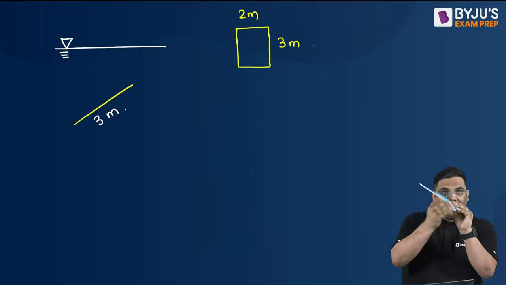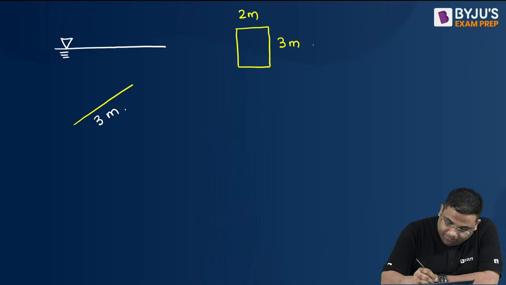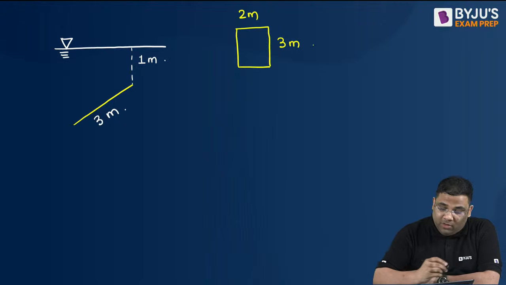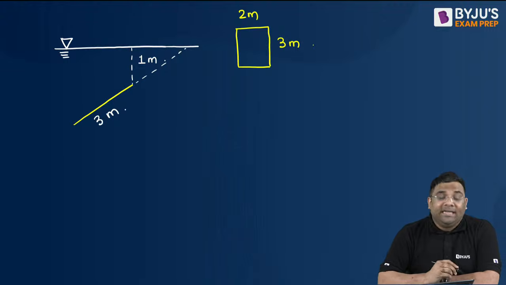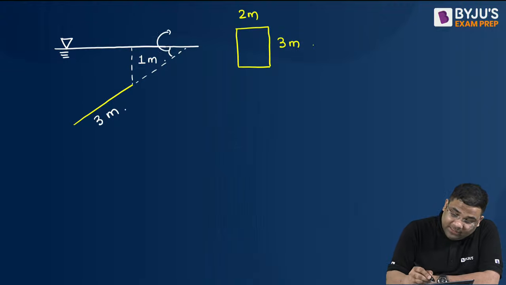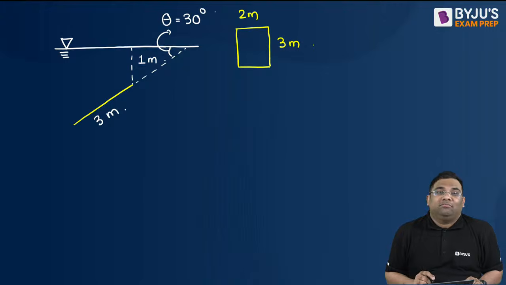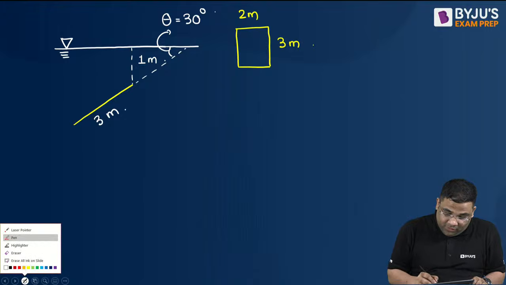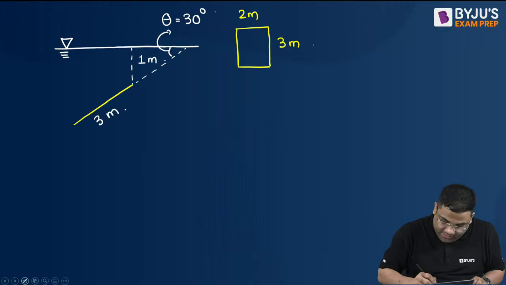If you incline it, then you will see the 3 meter side, right? The 3 meter side will be visible to you. And suppose this depth is given as 1 meter, and if you extend this, suppose this theta is given as 30 degree. So if it is inclined, how to find out the answer? That's very easy. First of all, the centroid of this rectangle will be somewhere here.